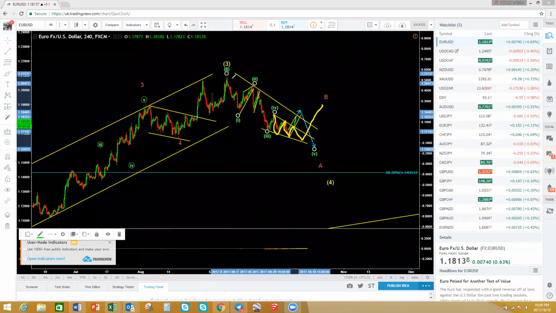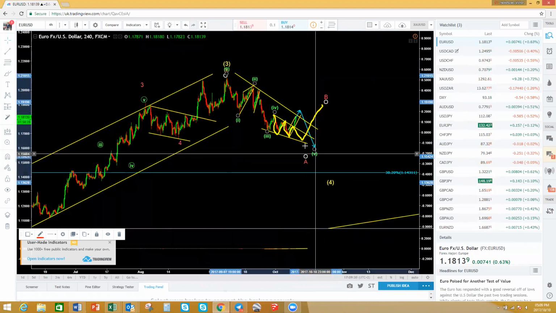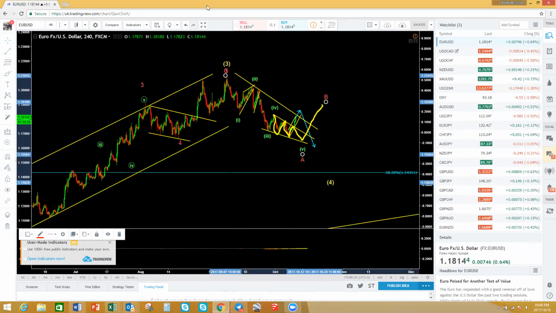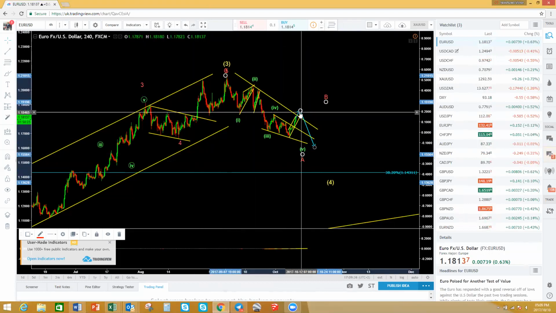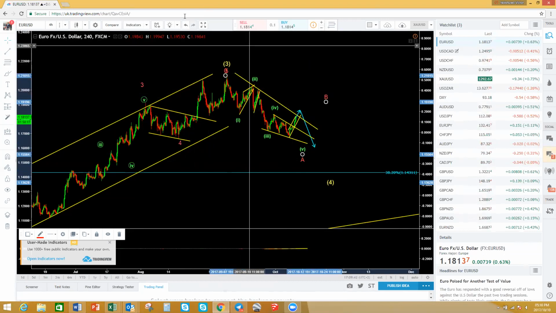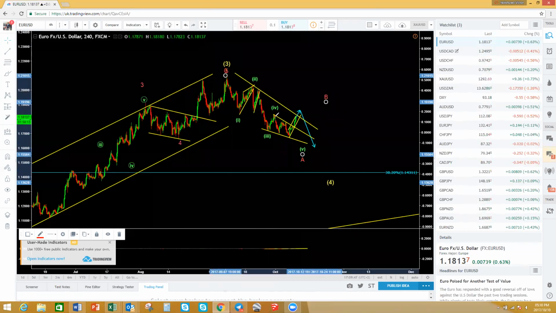But I still want this to complete the B. See, this is the only way. I thought this was the leading diagonal in wave A, but actually it has changed the structure. This is a nice process. There's an alternative count that is currently happening here, and it is this one here. This possibility here.